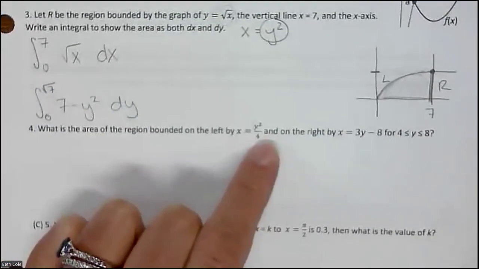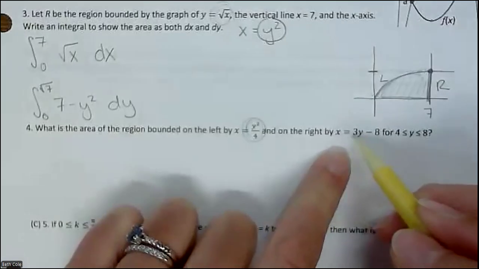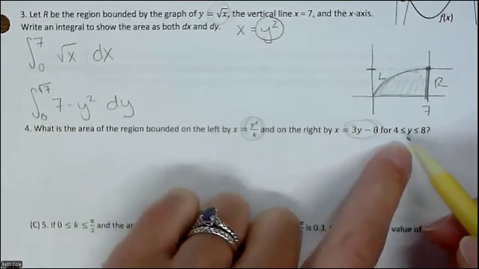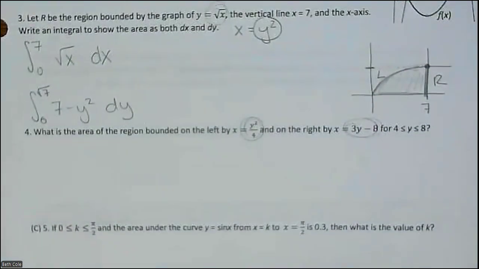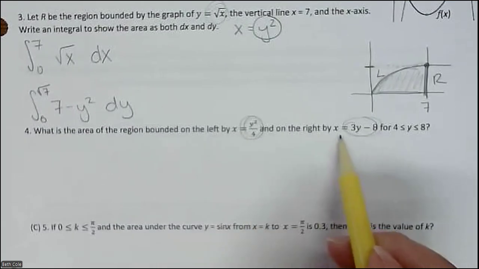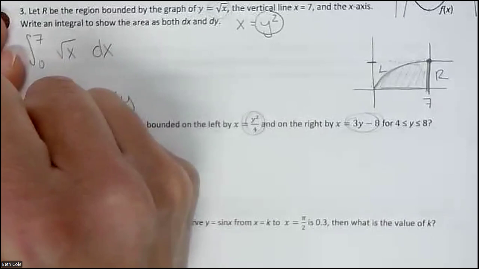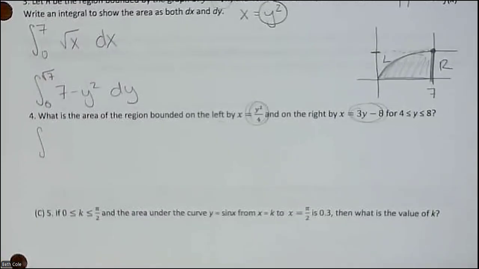Okay. What is the area bounded? Oh, they even say left and right. On the left by this thing and on the right by this thing, y 4 to 8. We actually don't even need a graph because they told us our y value boundaries. These are both already x equals, and they told us which one was the right and which one was the left. So we can go ahead and set it up. We don't even need a picture because they told us everything that we need, which was actually kind of nice.